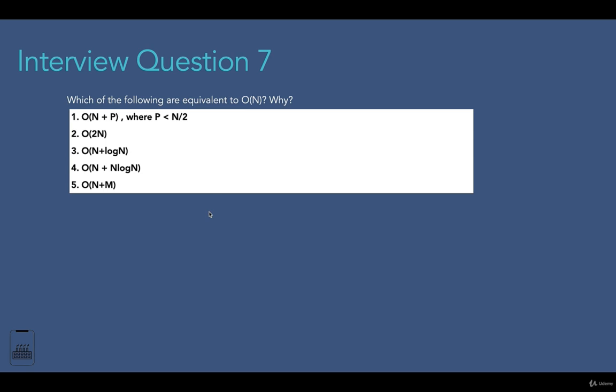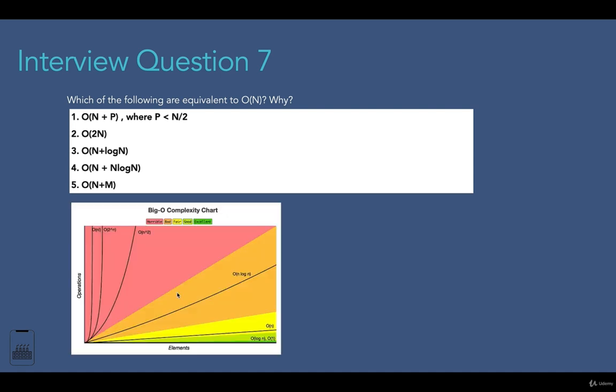Question number 7. Now in this question we need to find out which of the following are equivalent to O(n) time complexity. Here let me give you a tip. When you have a situation in which you need to drop non-dominant terms, it's very useful to use the time complexity graph that we presented in our previous lecture. From this graph you can identify which of these complexities are non-dominant.